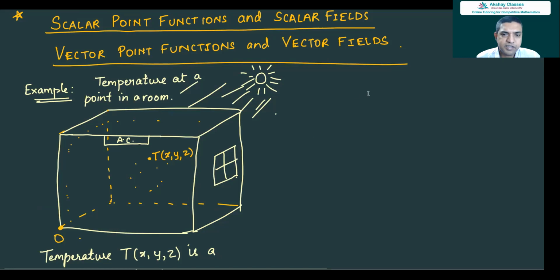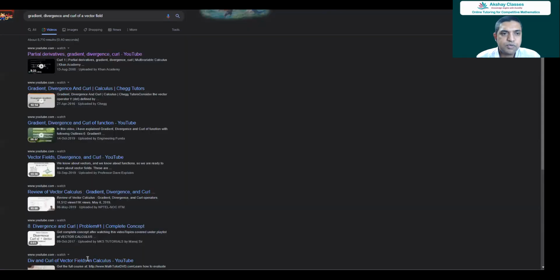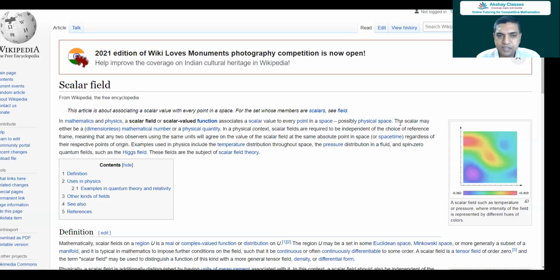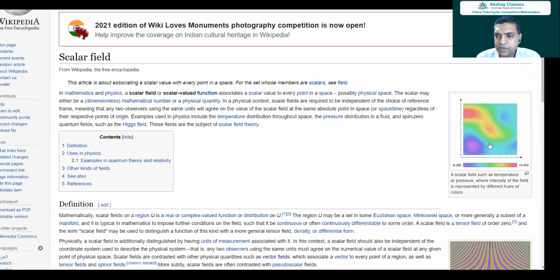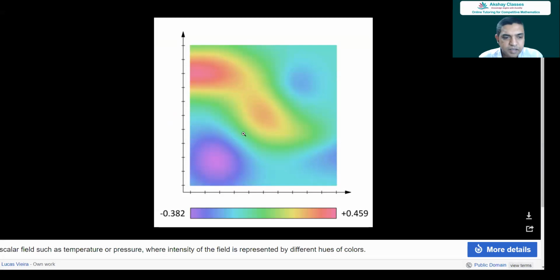So to begin with, like yesterday we discussed, a scalar field. Example of a scalar field is the temperature at every point in a room. It's a scalar field. So just look at these examples here. This is from Wikipedia. A scalar field such as temperature or pressure, where intensity of field is represented by a different hue or color. So throughout, like this is a two-dimensional scalar field, the temperature or pressure, let's say temperature, is continuously varying.